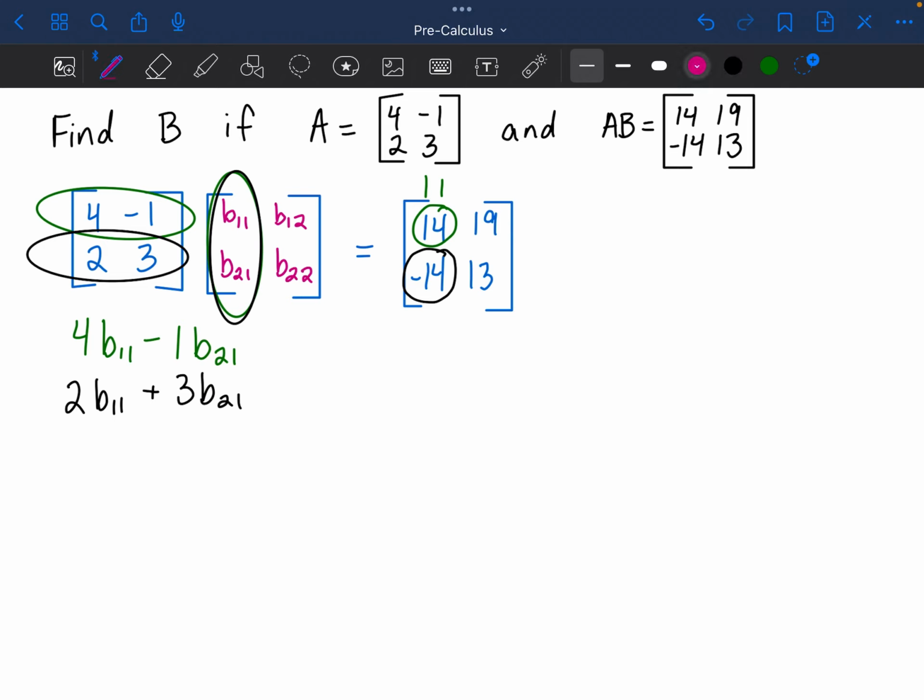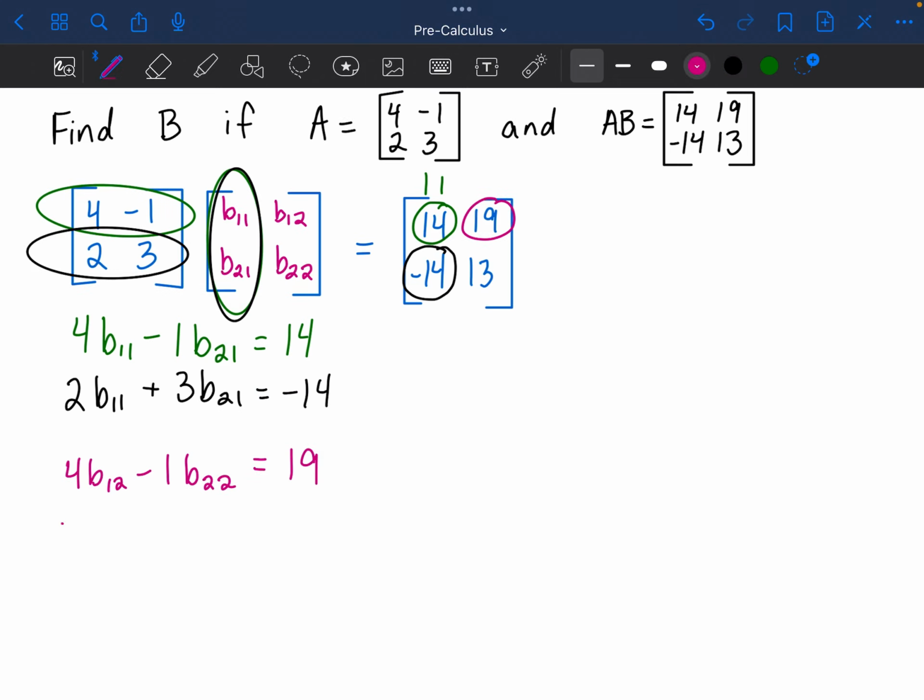So going back over here, looking at 19, well, that would be row 1, column 2. So it'd be 4 times B12 minus 1 times B22 equals 19. I forgot to do that for these other ones. So this one right here equaled 14, and this one equaled negative 14. All right, and we can go through and do the last one really quick. That's going to be 2 and 3, and then B12, B22, and then equals the last one, 13.